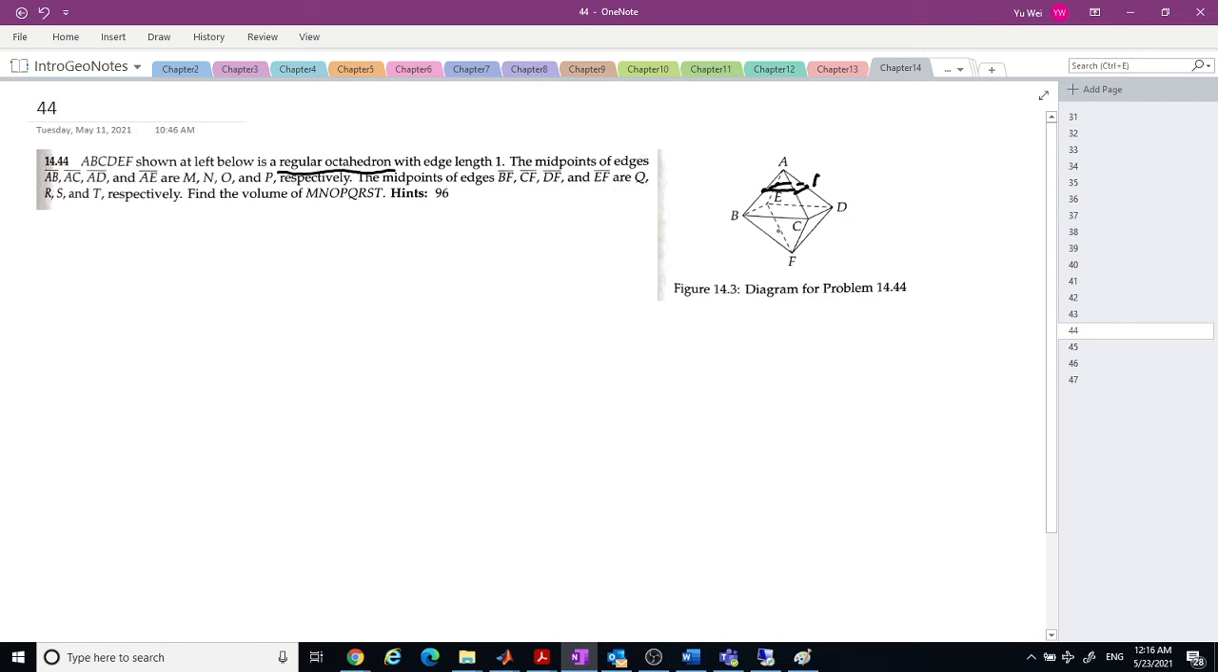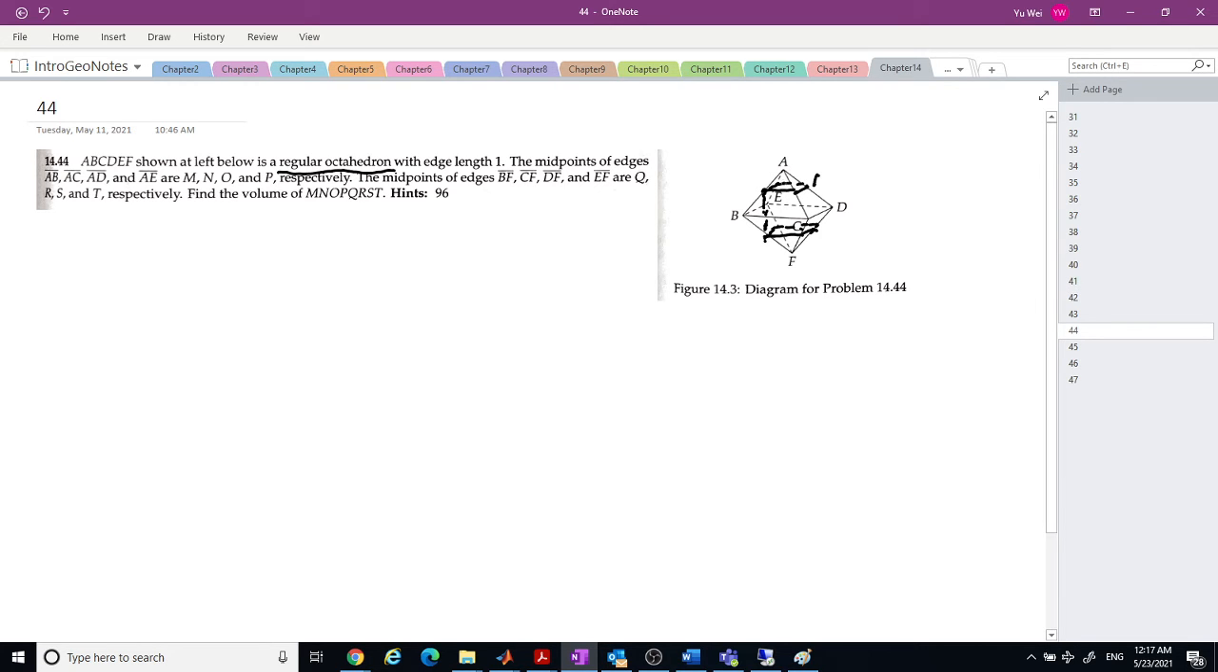So we have two sets of midpoints, QRST respectively. We want to find the MNOP and the QRST. You can see they are symmetric about this, right? So what we try to solve is, we know it's easy to solve the base area, right? What we want to solve is the height.